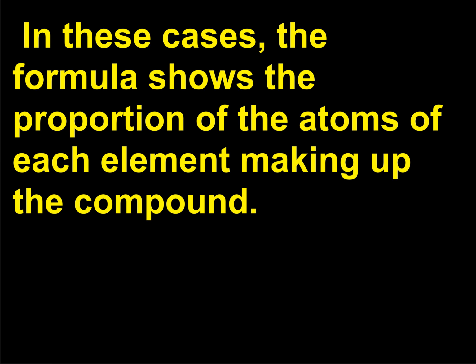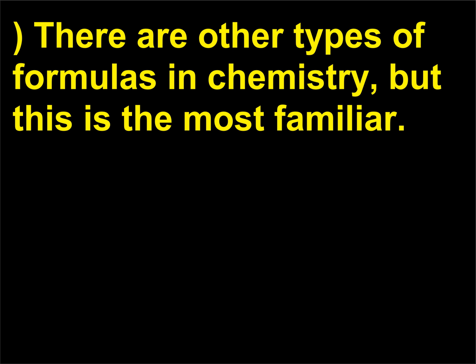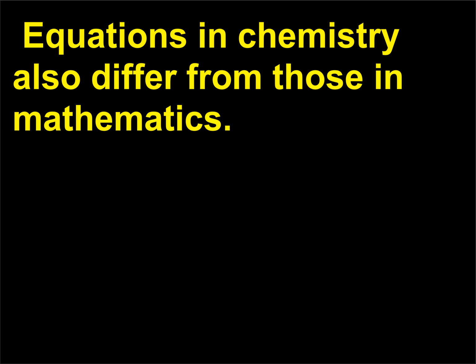In these cases, the formula shows the proportion of the atoms of each element making up the compound. There are other types of formulas in chemistry, but this is the most familiar. Equations in chemistry also differ from those in mathematics.